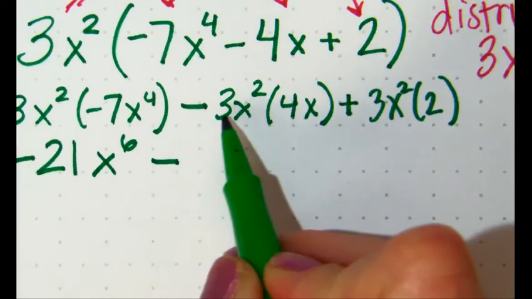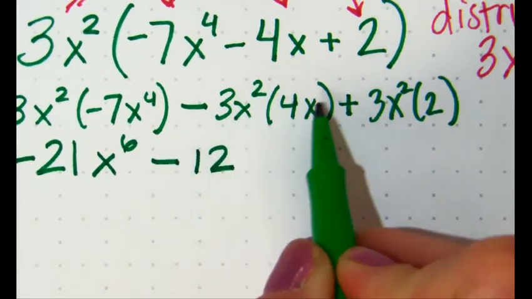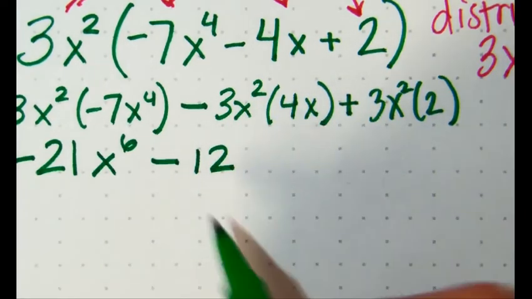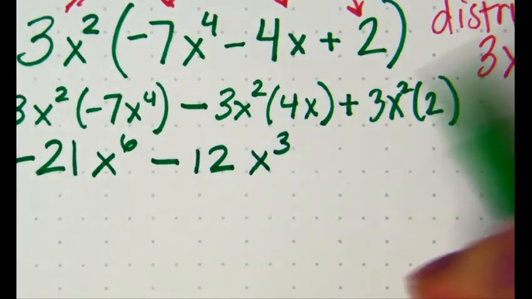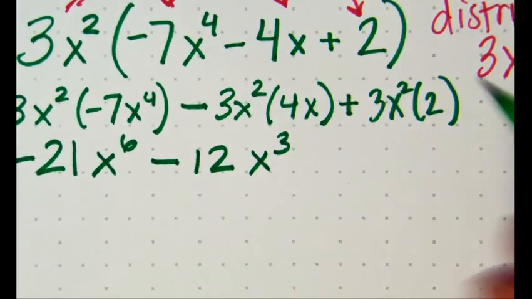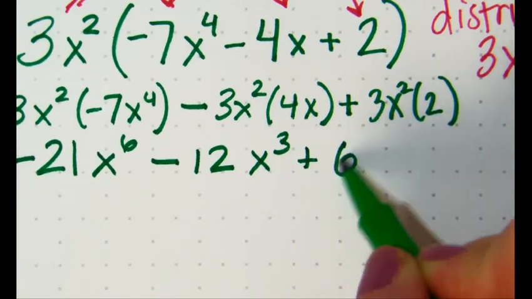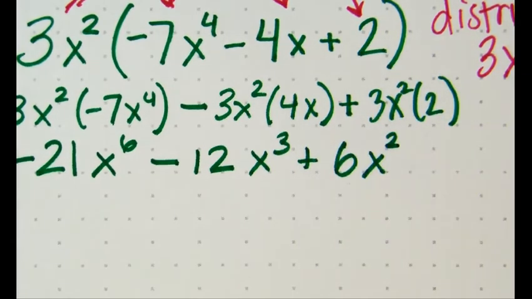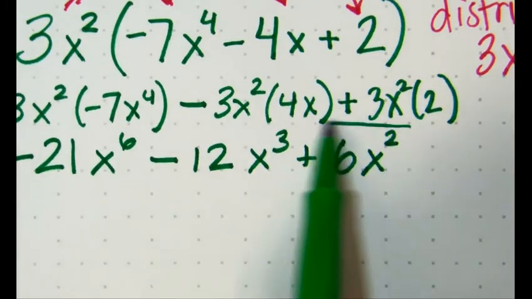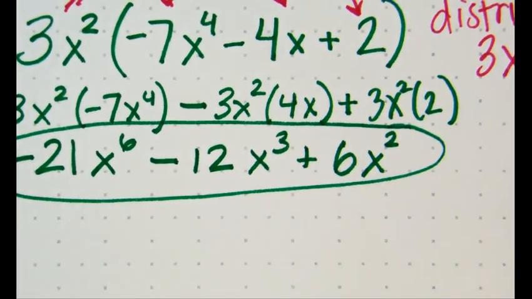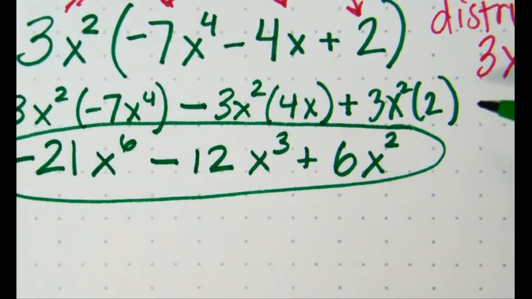Then I have minus 3 times 4 is 12, x squared times x to the first power, x to the third. Don't forget the x here has a first power. Plus 3 times 2 is 6, and there's nothing to multiply x squared by. So that's it. Again, if you skip this step like on a quiz or a test and there are some calculation errors, I can't really give you show your work partial credit.